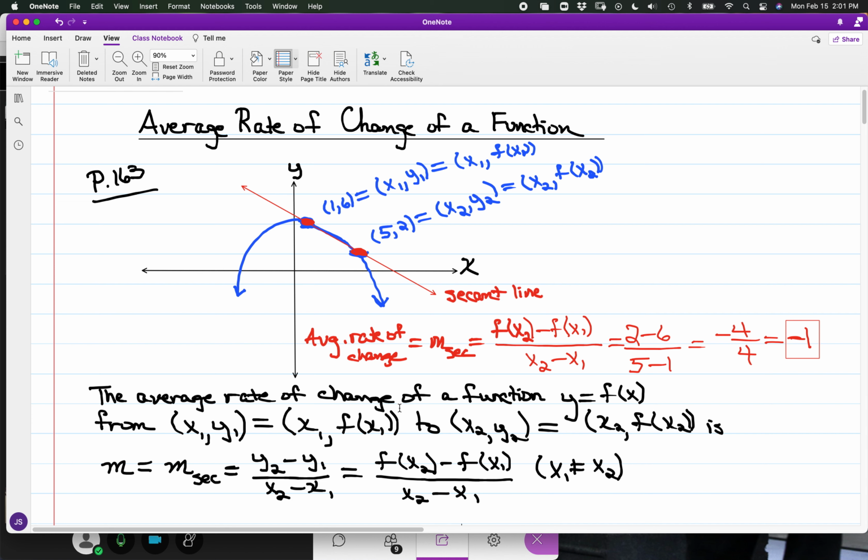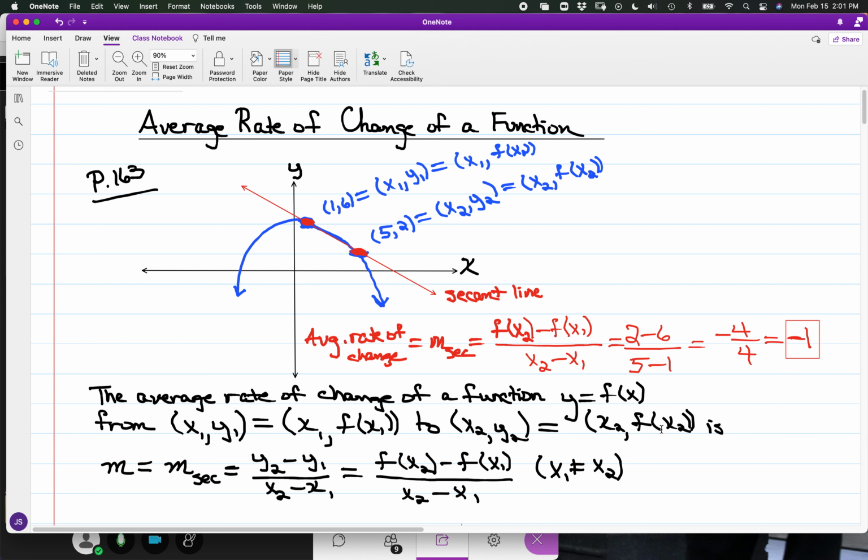Just for the setup, for average rate of change, going from one point where we have (x1, y1) is equal to (x1, f of x1). Again, f of x1 is the functional notation for y1. And for the other point, we have (x2, y2), where y2 is f of x2.